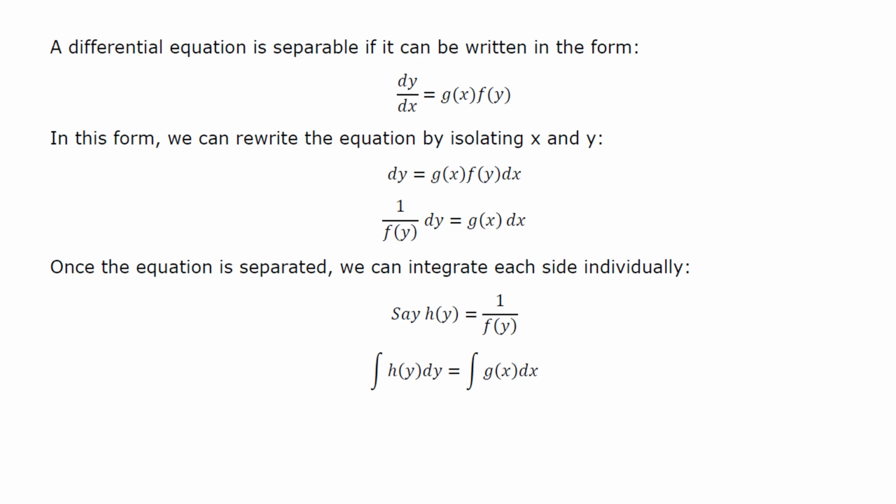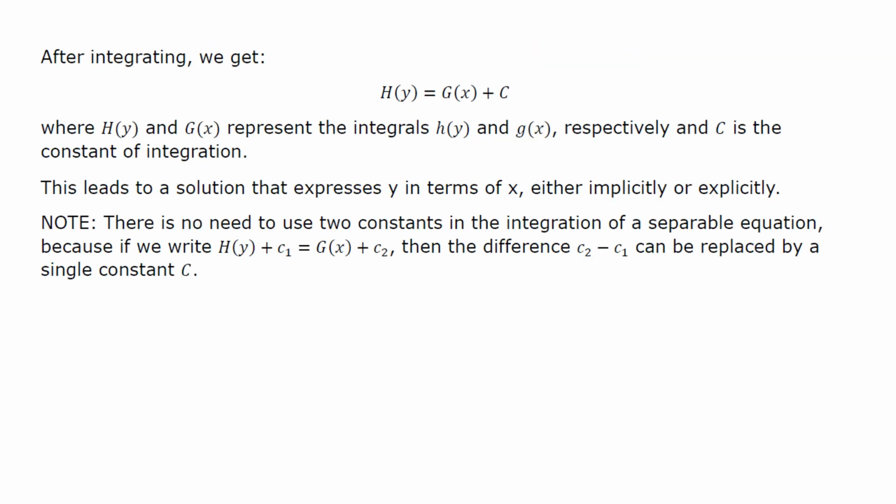So say h(y) = 1/f(y). Then we take the integral of both sides. After integrating, we get H(y) = G(x) + C, where capital H(y) and capital G(x) represent the integrals of lowercase h(y) and lowercase g(x), respectively, and capital C is the constant of integration. This leads to a solution that expresses y in terms of x, either implicitly or explicitly.